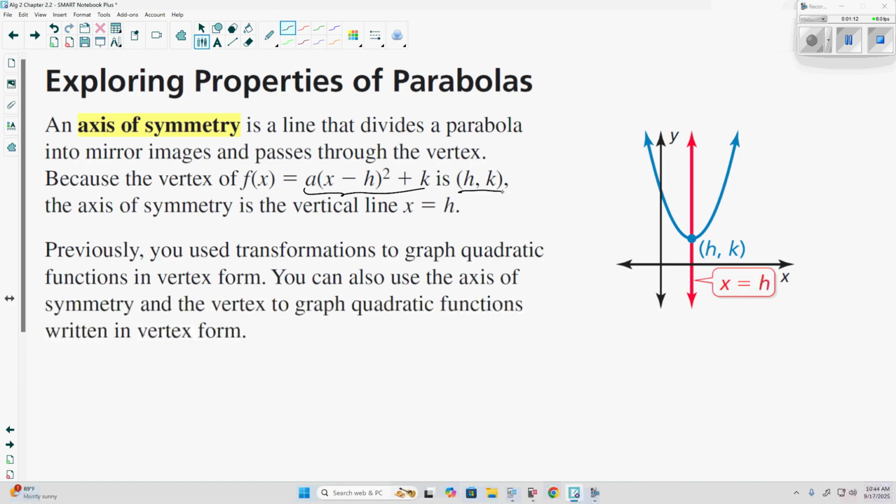Especially when we're trying to graph, it is helpful to have both of these pieces, because the vertex gives us the highest or lowest point, and the axis of symmetry will always cut through that point and mirror across it. Part of the reason this is helpful is because if you had to graph a parabola, you need 5 points. One of the points would be the vertex, and then you need 2 points to the left and 2 points to the right of that vertex.